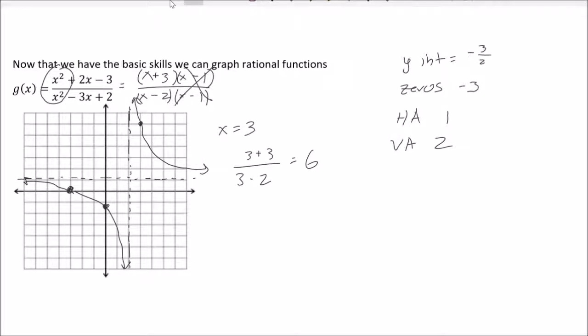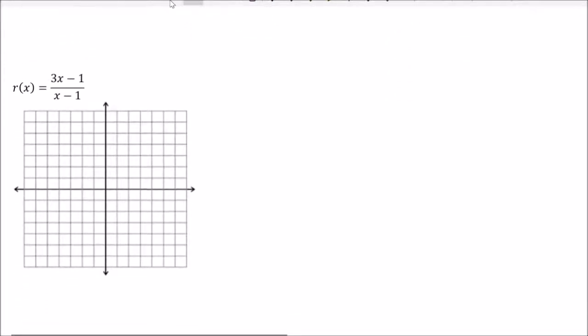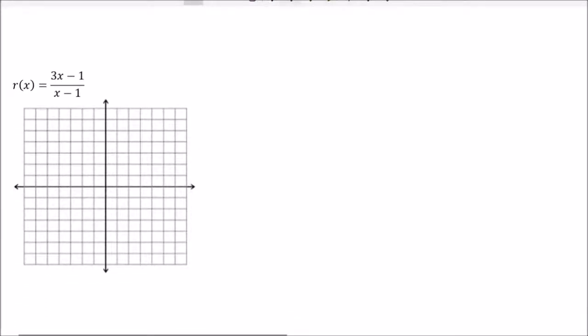That's all it is, y'all. Let's try another. All right, so what do we need? We need our y-intercept, our zeros, our horizontal asymptote, and our vertical asymptote. Now, y'all, there's a lot of similarities between what we're looking at right here and the simplified version on the previous one. So what a good opportunity this would be to pause the video, try this one on your own.